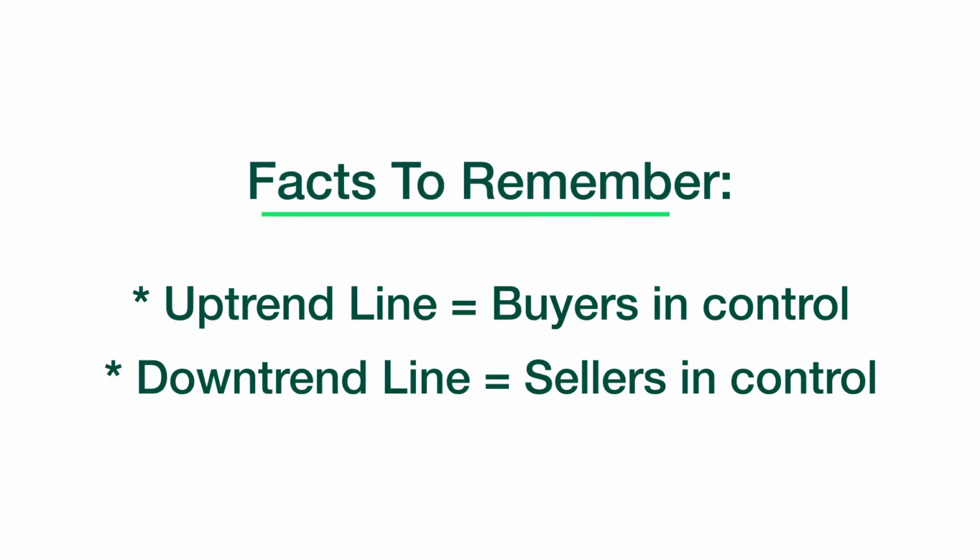Just before we continue, I want you to always remember: uptrend lines indicate the market is bullish or that buyers are in control, while downtrend lines indicate that the market is bearish or sellers are in control.